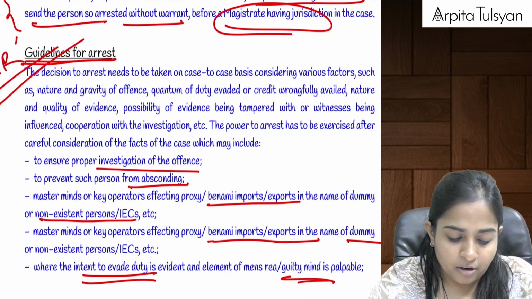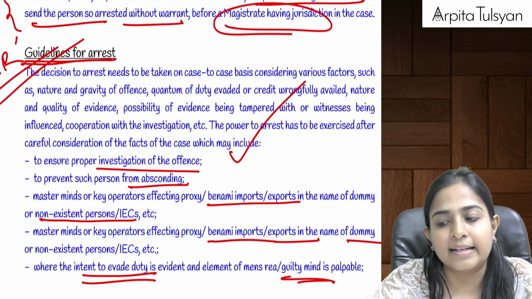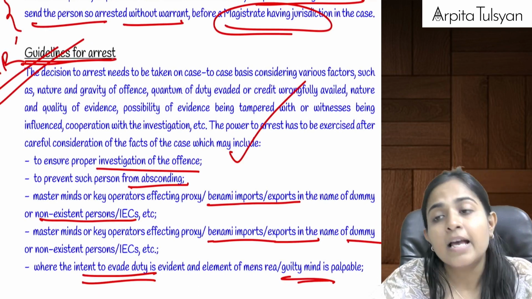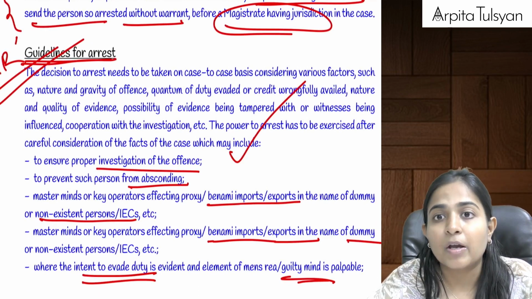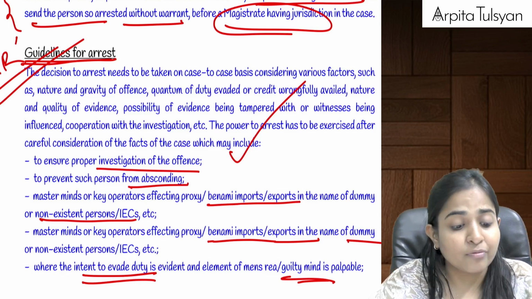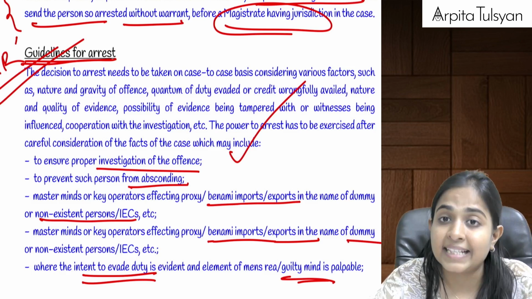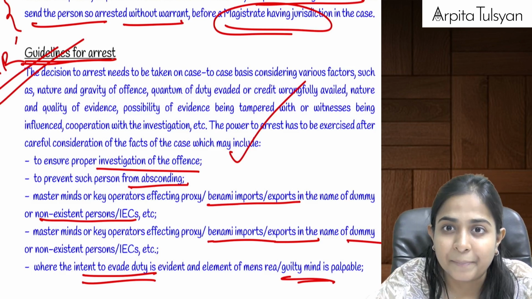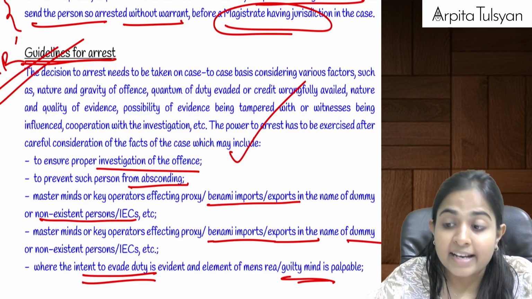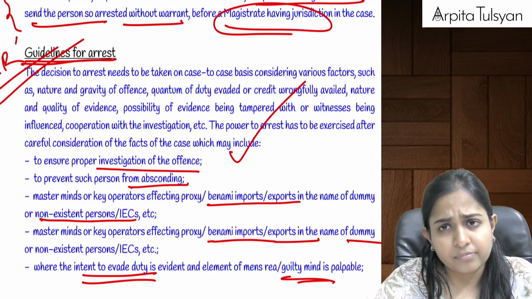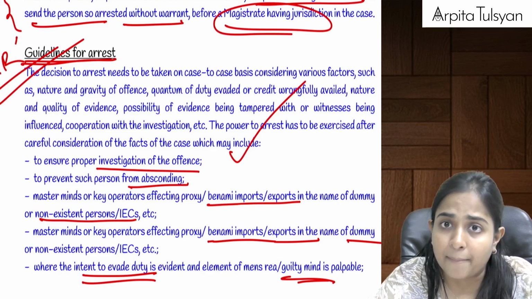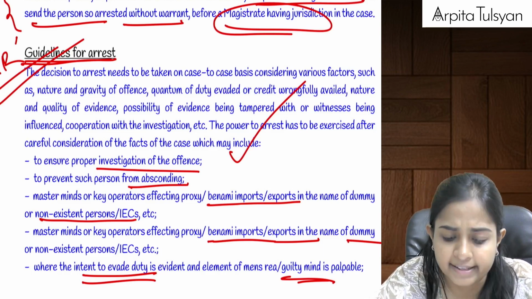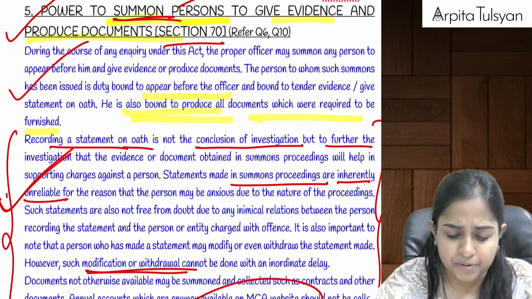Now, the things you will consider while arresting a particular person are what type of offence he has done, what is the gravity of the offence, what is the amount involved in the offence, has he tampered with any evidence, and has he done something in a dummy name. And suppose he is trying to abscond, then in that case we will directly go and arrest that particular person, right?